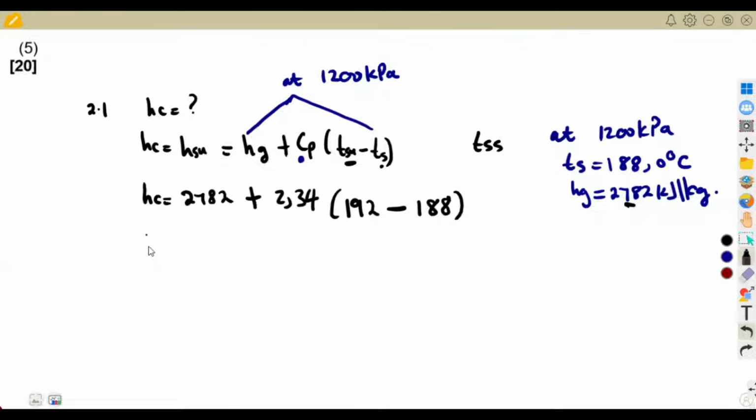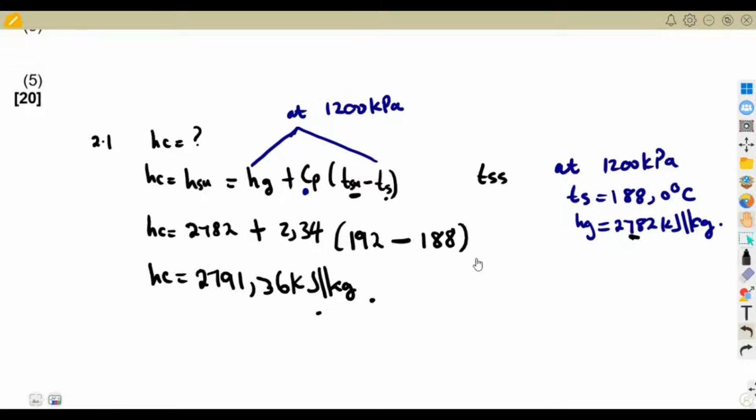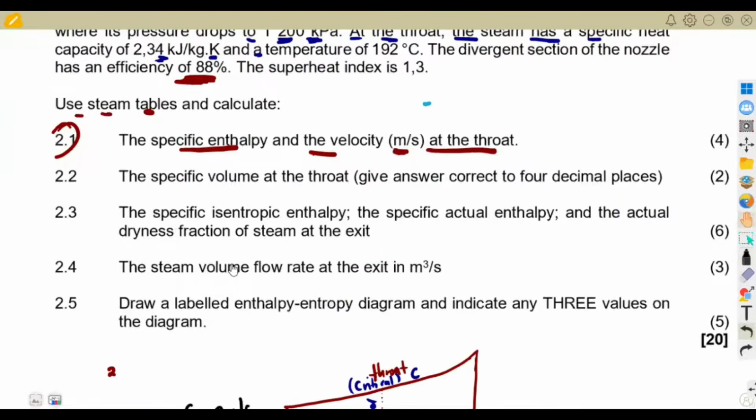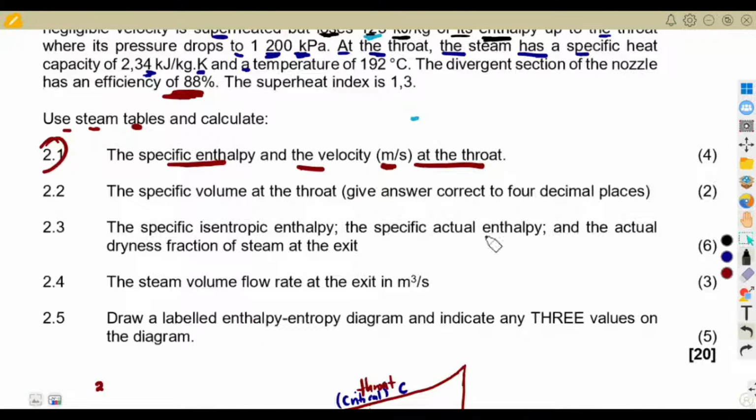All right, so that is going to give us the value of Hc, which is 2,791.36 kilojoules per kilogram. So this is what you're going to have. You have to be very careful with your information, and also how to take the information from your information sheet and your steam tables. That's why we are told here to use the steam tables. It's a nozzle for steam flow, so we have to use the steam tables.